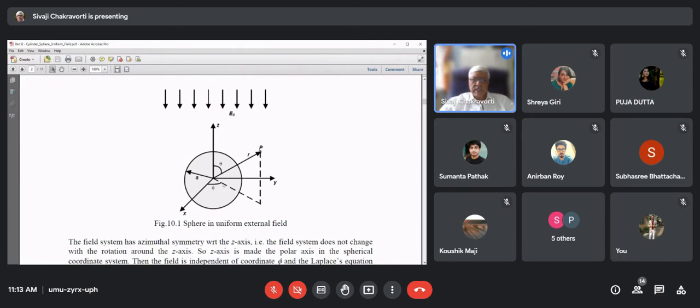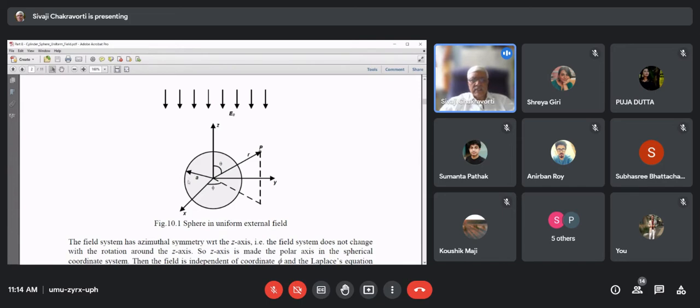We assume this is the external field, of constant magnitude E0, acting towards the negative direction of z, that means top to bottom, but the positive direction of z is from bottom to top. And the radius of the sphere is shown here, you can see it is a. The r is the radial distance of any point in the system from the center of the sphere. So with this configuration, we are going to solve this.